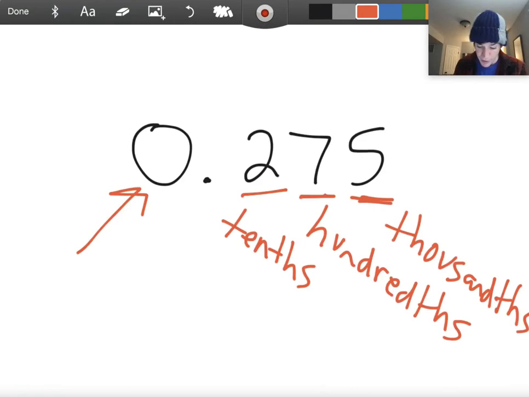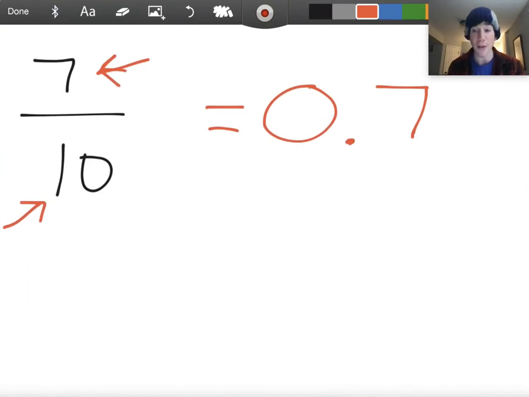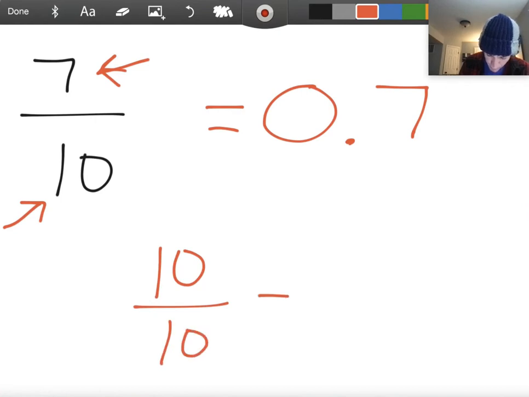And if we look at the previous page, remember that first digit after the decimal is the tenths place. This also tells me that if I had 3 more of these pieces or 3 more tenths, I would have 10 tenths. And 10 tenths, remember, would be the same as 1 whole.